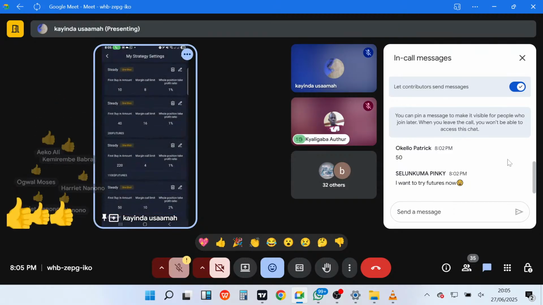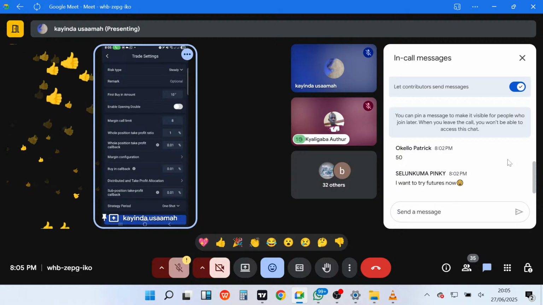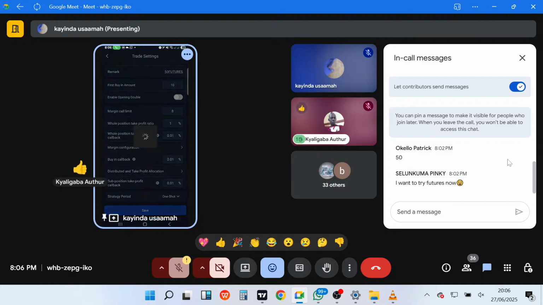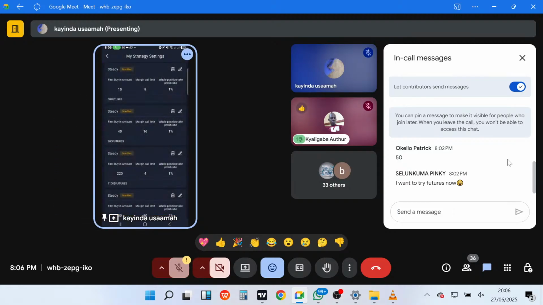What is our settings? $50. So here we are going to write 50 futures. By the way, I advise you to always mark your settings. Give them a remark, so that next time you are having very many settings, you know what to use and when. I always have different strategies. I trade with a strategy depending on the trade.